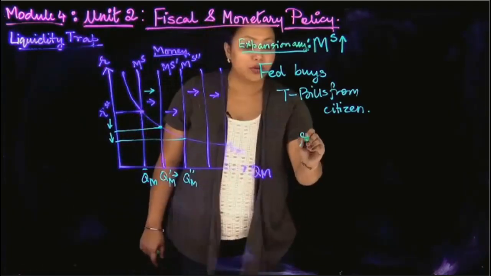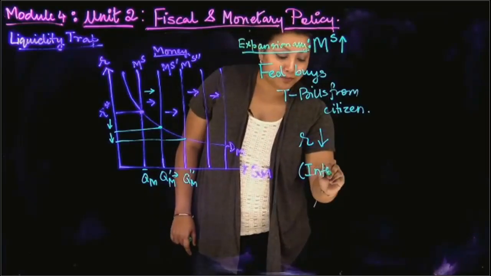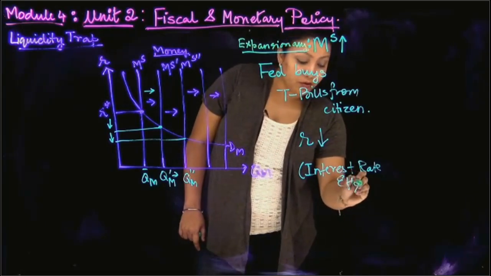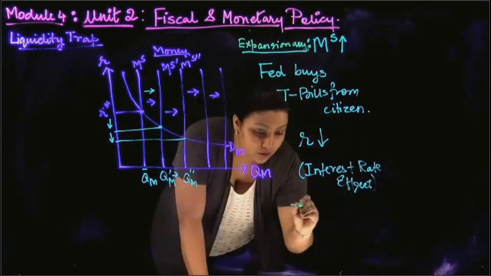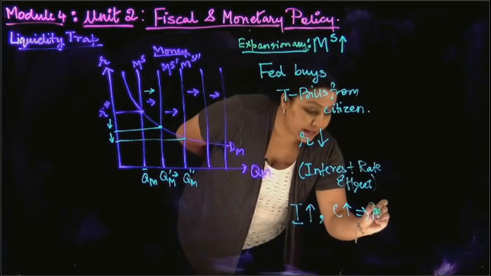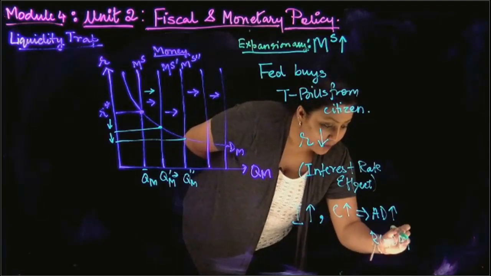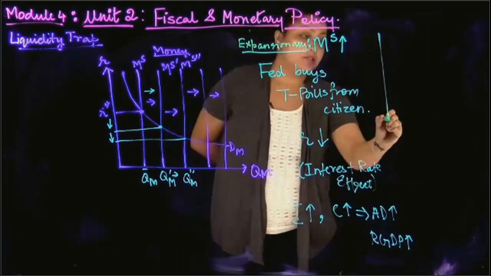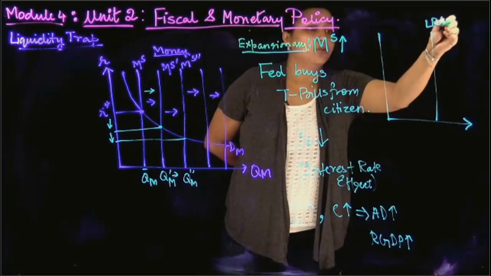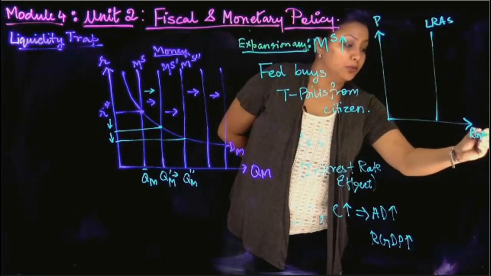So the rate of interest is going to go down, and as a result of that you will have the interest rate effect, right? So your I is going to go up and your C is going to go up, so your AD is going to go up and your real GDP is going to go up, right? So that is something that you will see here in your ADAS model. This is what I have been telling you.